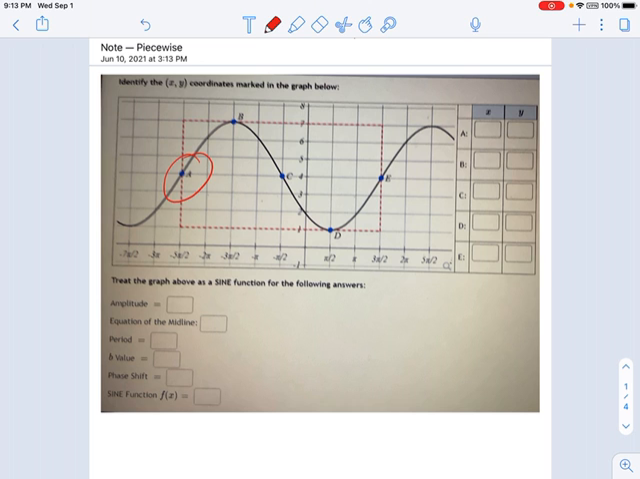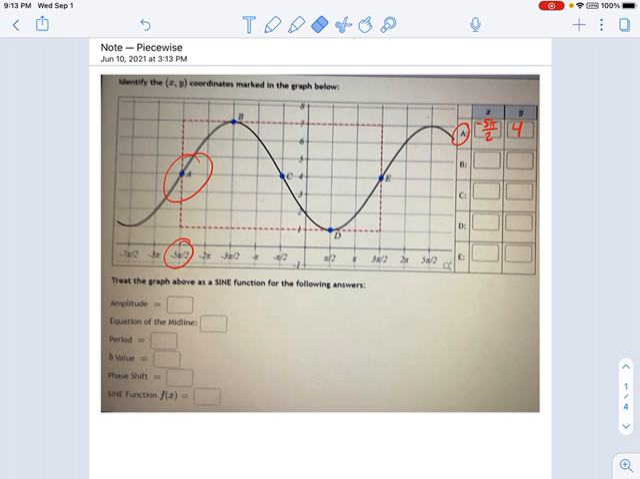So for example, point A, we're going to put that information right here. That is located at negative 5 pi over 2. I'm sorry for the quality of this photo, it's not the best. Negative 5 pi over 2, and the y value is positive 4. Okay, so likewise, you would just fill in these boxes here.